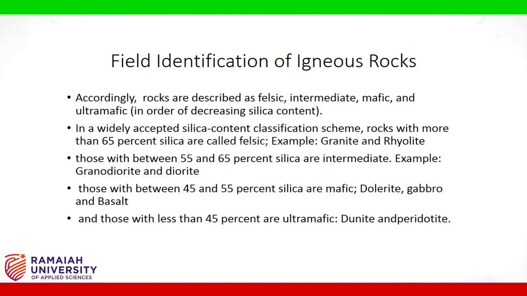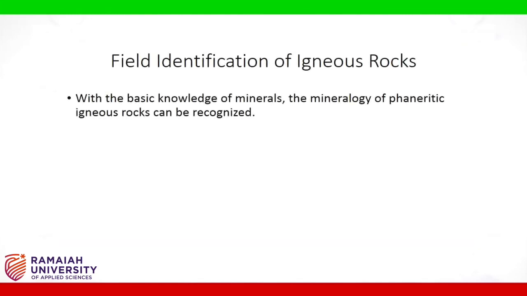Examples: dolerite, gabbro, and basalt. And those with less than 45% are ultra-mafic. Examples: dunite and peridotite. With the basic knowledge of minerals, the mineralogy of phaneritic igneous rocks can be recognized.